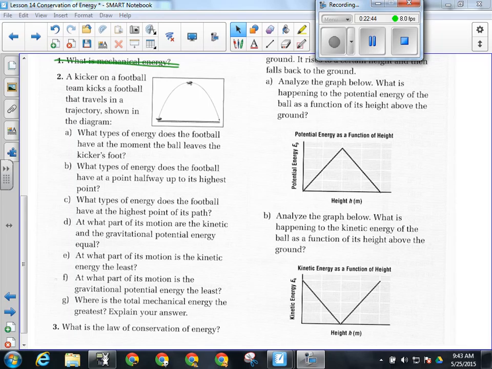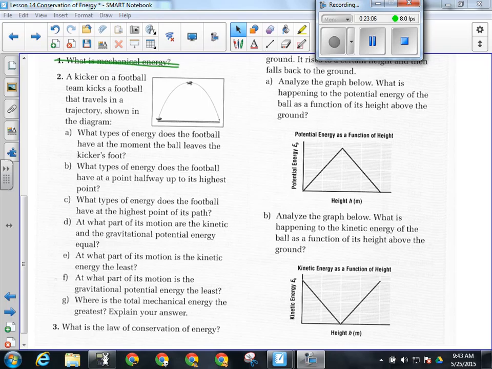What type of energy does that football have at every single point that they mention? Mechanical, right? We could mention mechanical and be right. Because it has mechanical energy at every one of those points, because mechanical energy is the sum of potential and kinetic. So if it has either one, it has mechanical. Now that's a bit of a cop-out, but it's also true.